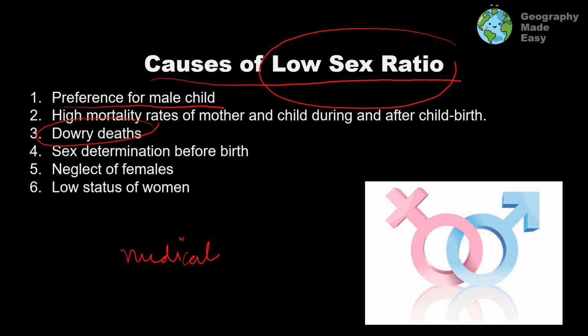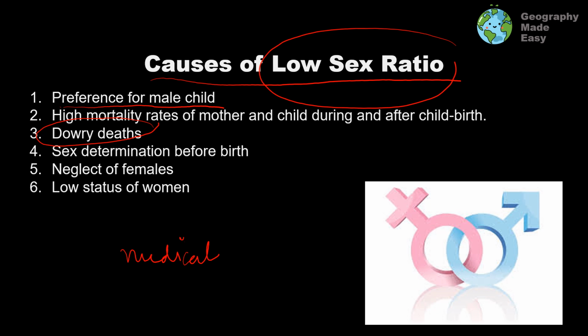So, any couple would not like to have a girl child because they would have to pay at the time of her marriage. Rather, they would want a male child because that would be a financial gain, because when you marry off the son, you get money from your in-laws' house. So this is another reason dowry is a big social problem because of which we have a low sex ratio.